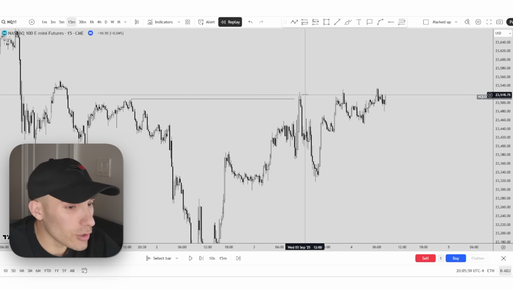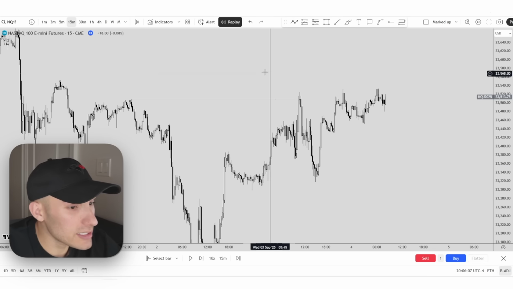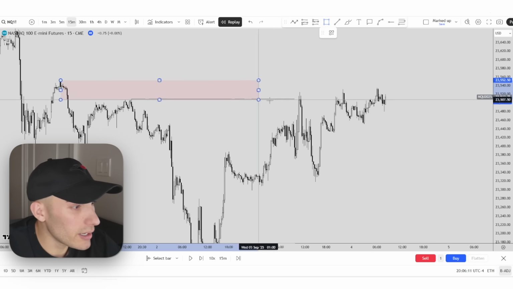On Wednesday in New York session, we grabbed these highs. Okay, you can see that we have imbalances above, but we grab these highs and then move away. So why is that important? This now tells me that we're starting to build liquidity at these highs.